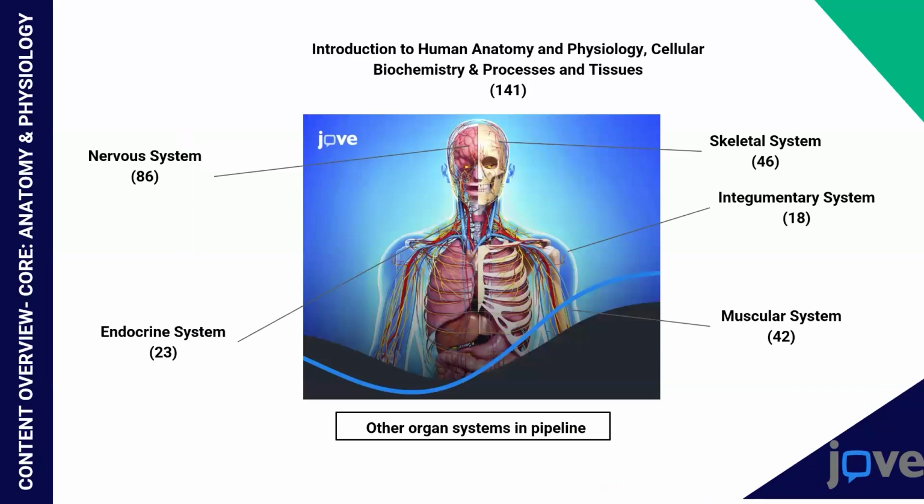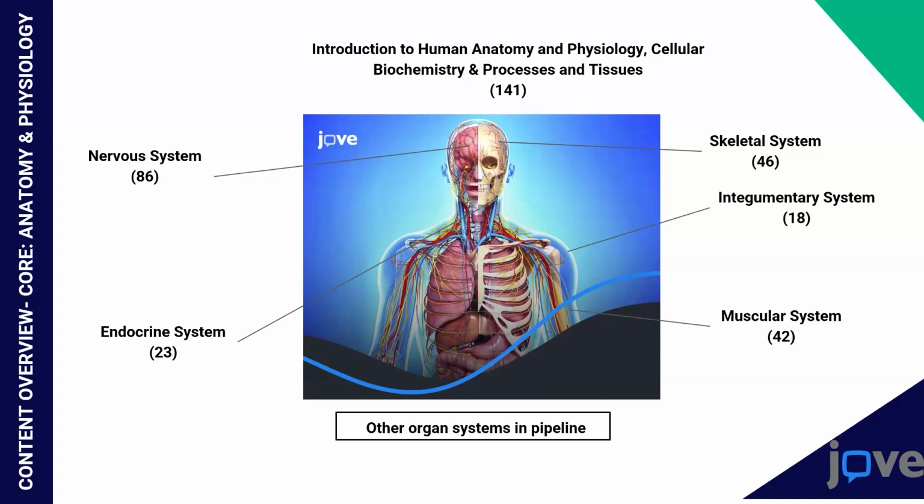Okay, so now let me take you through the specifics of this collection. The first chapter we have here is Introduction to Anatomy and Physiology, and also cellular biochemistry and the process of tissue. Here we have 141 video lessons. This focuses on the introduction to the human body, the diagnostic techniques, and all the different cellular processes and the different types of tissues in our body. So that's all dealt with in the first chapter.